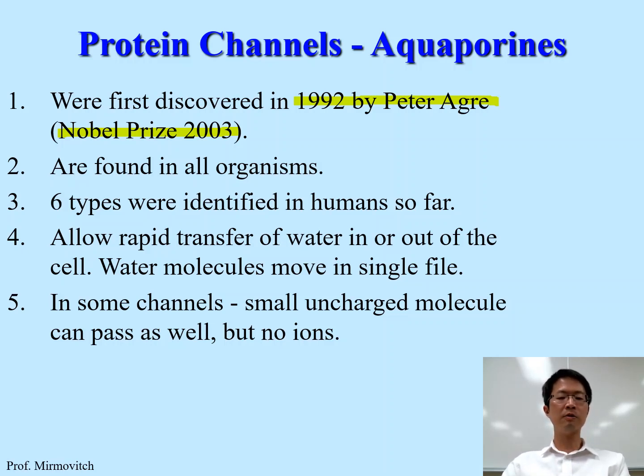You can find aquaporin in all organisms and also in almost all types of cell on the cell membrane. There are 6 types of aquaporin in humans discovered so far. They allow a relatively faster transfer of water molecules. In some aquaporins, small uncharged molecules can also pass, but no ions.